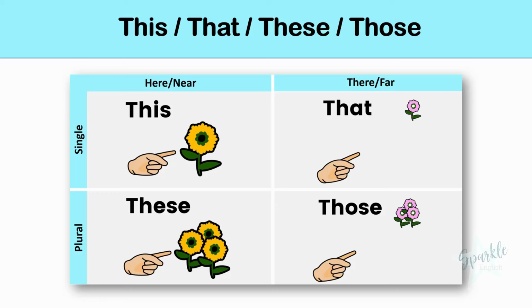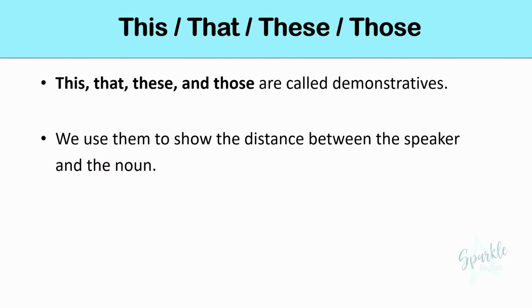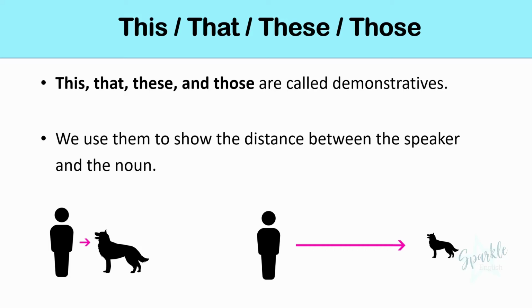In today's video, I'm going to teach you the difference between this, that, these, and those. I'll teach you when and how to use these words correctly and how to pronounce these words as well. Let's get started. This, that, these, and those are called demonstratives. We use them to show the distance between the speaker and the noun.